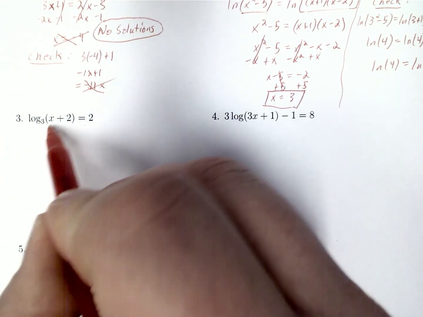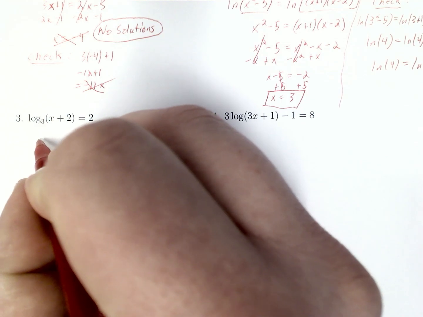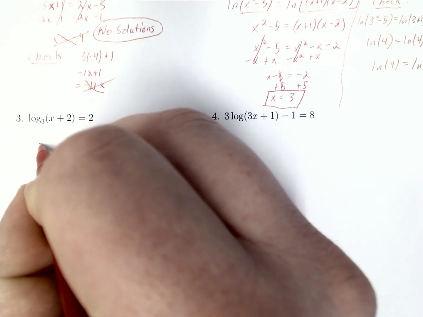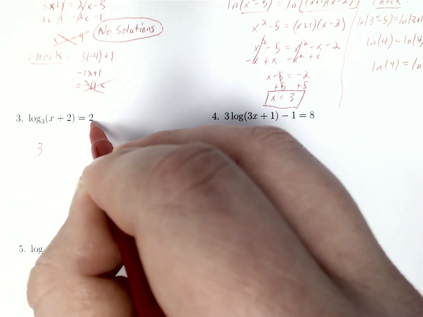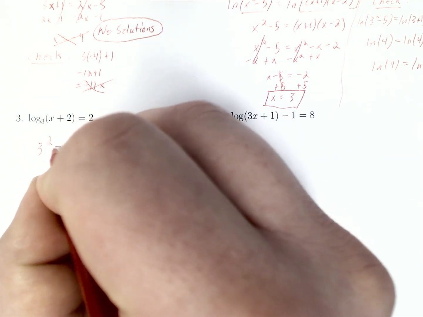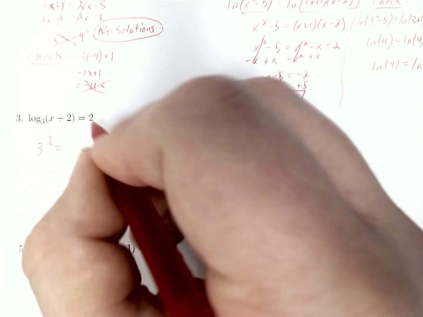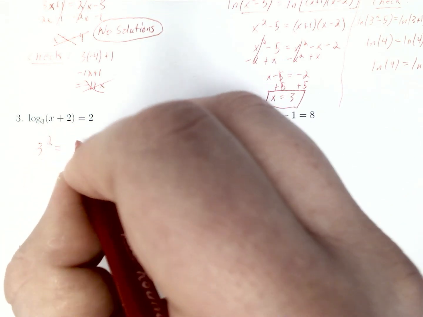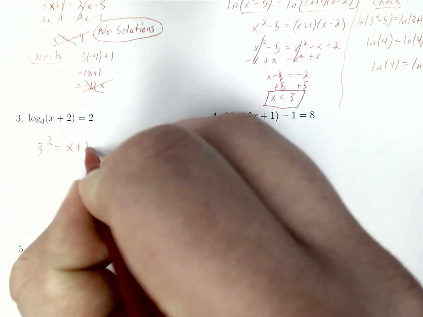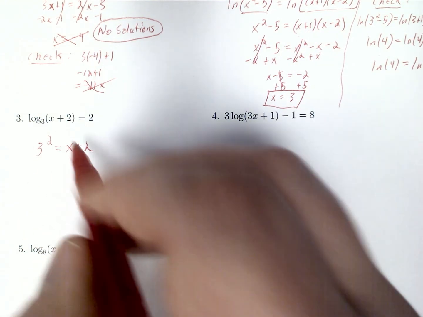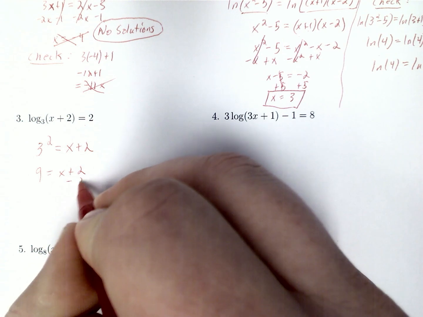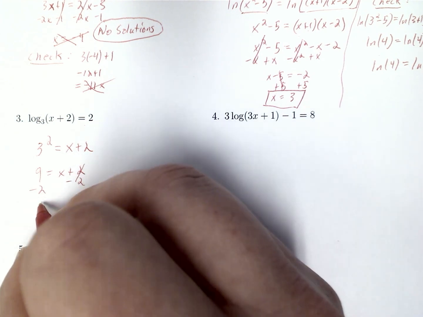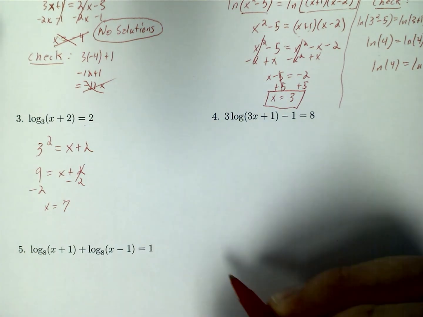A logarithm with a base 3 would have an equivalent equation of an exponential with a base of 3. The output of a logarithm is the exponent, and inputs for logarithms become outputs for exponentials. So 3 squared, which is 9, equals x plus 2. Then we start solving, subtract 2, and we get x equals 7.